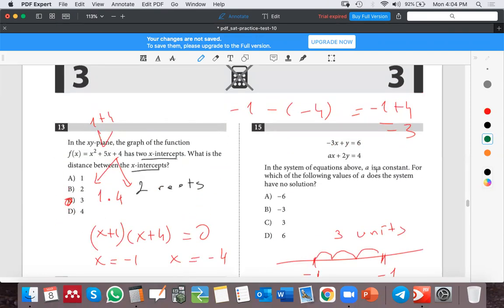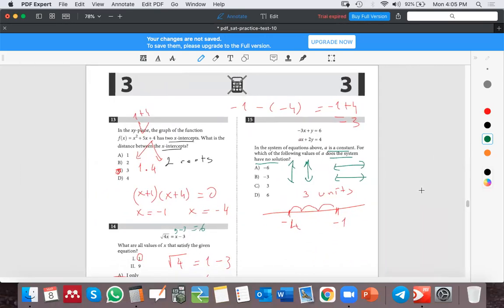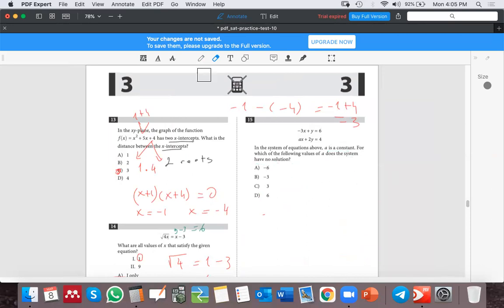Question 15. In the system of equations, a is a constant. For which of the following does the system have no solution? What does no solution mean, guys? Let me tell you. If two lines are parallel, do they intersect each other? No. So how can I say the lines are parallel? If the slopes are equal to each other.